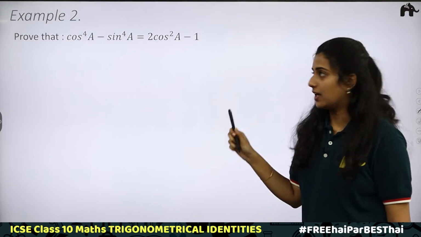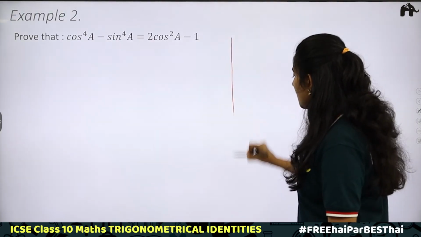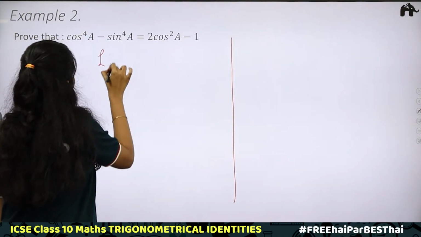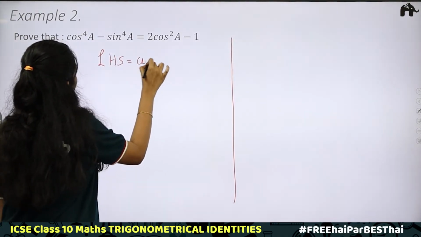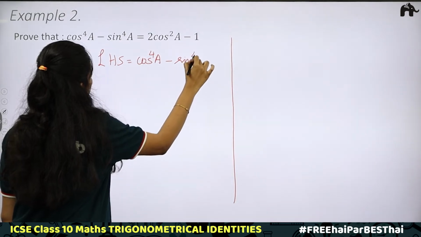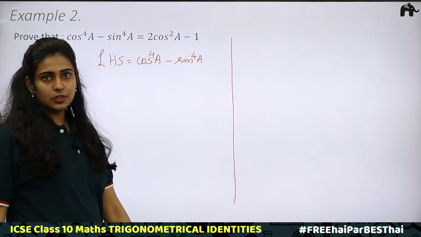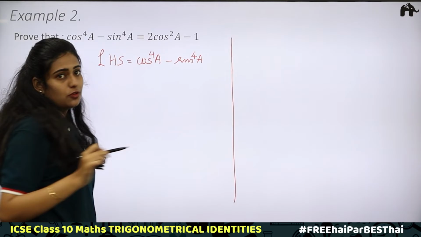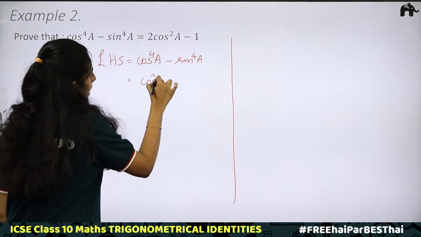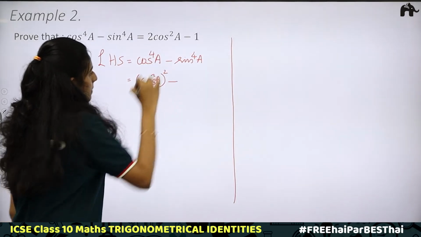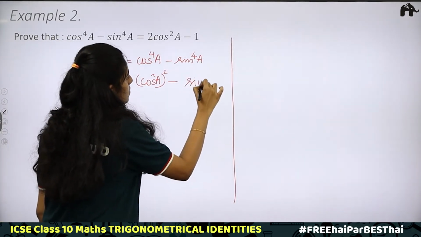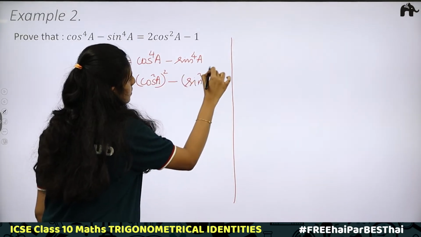Next example, prove that cos raised to 4A minus sin raised to 4A is equal to 2 cos square A minus 1. Here again we'll start from the left hand side. LHS is equal to cos raised to 4A minus sin raised to 4A. This cos raised to 4A, I can write as cos square A whole square, minus sin raised to 4A, which can be written as sin square A whole square.